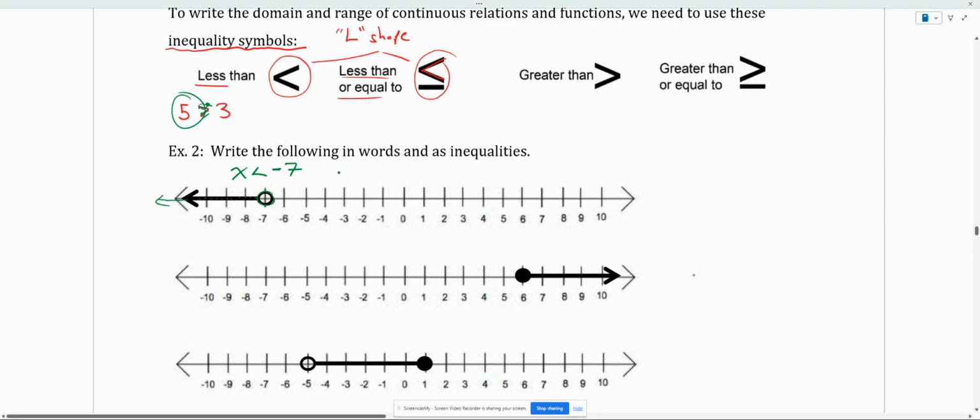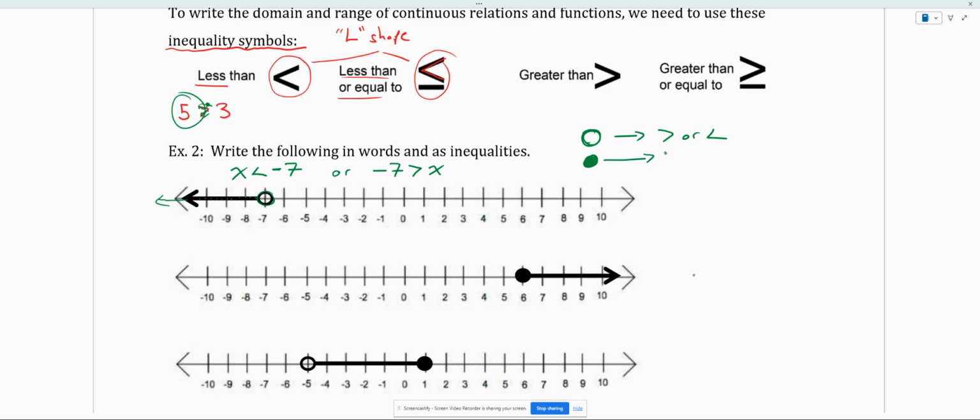Okay. Now you could also write this, if you prefer, as -7 is greater than x. Works the exact same. Notice that everything has been flipped: the inequality symbol, and the x and the -7 have been flipped. Both of those work. A key thing: if you have an open circle, that means we're going to be using greater than or less than. If you have a closed circle, it means we're going to be using greater than or equal to or less than or equal to. So put a little cloud around that.